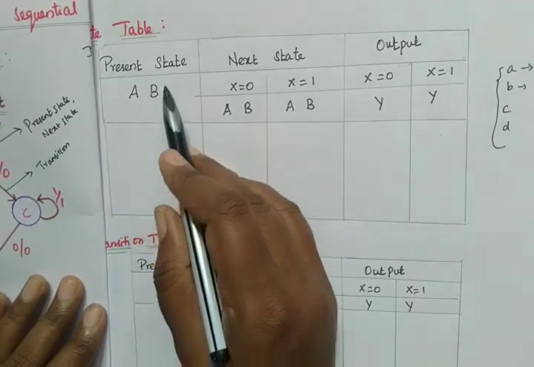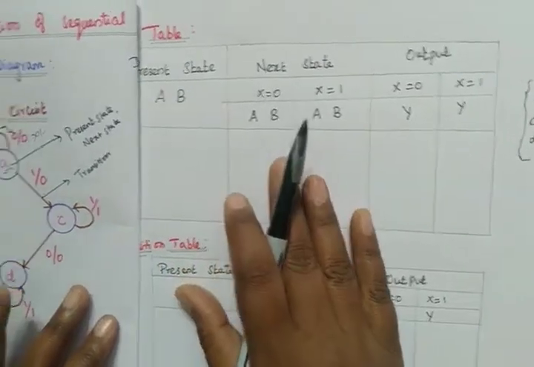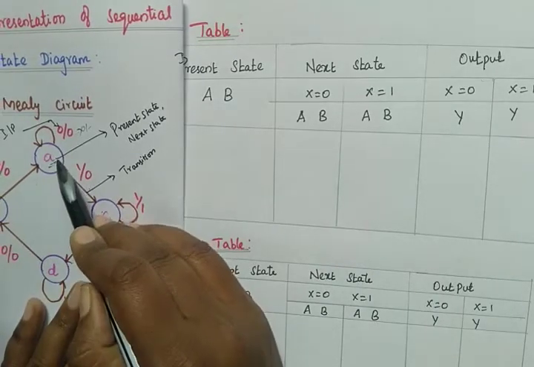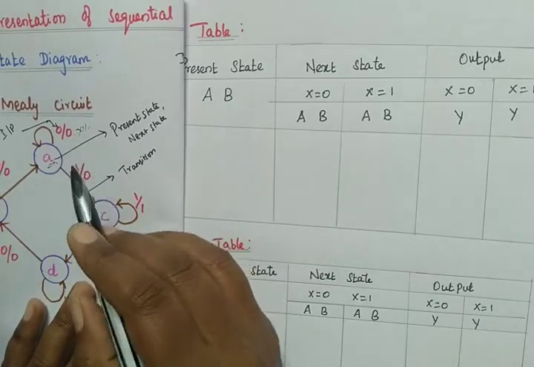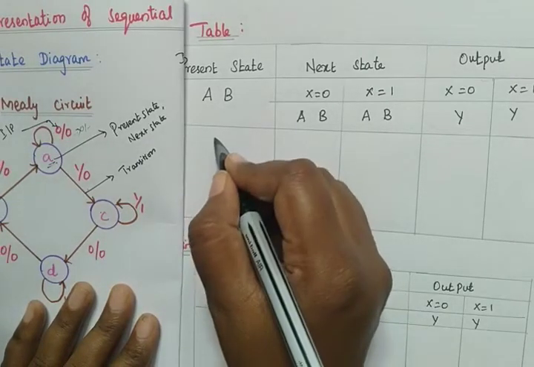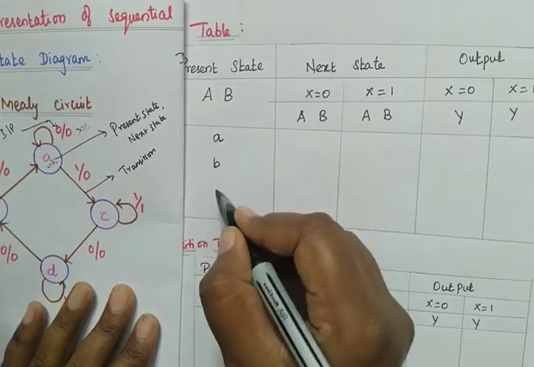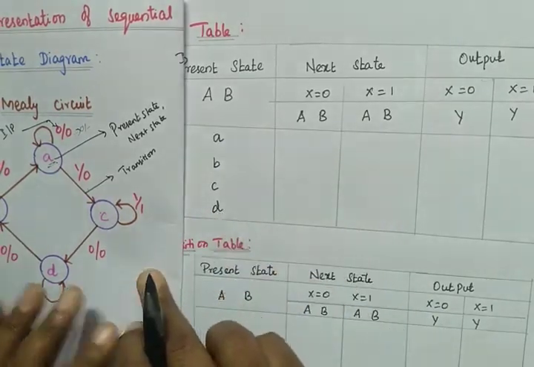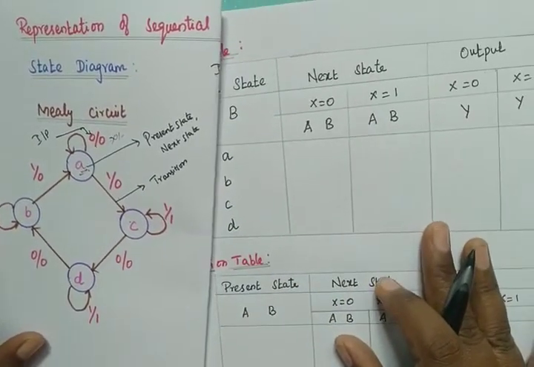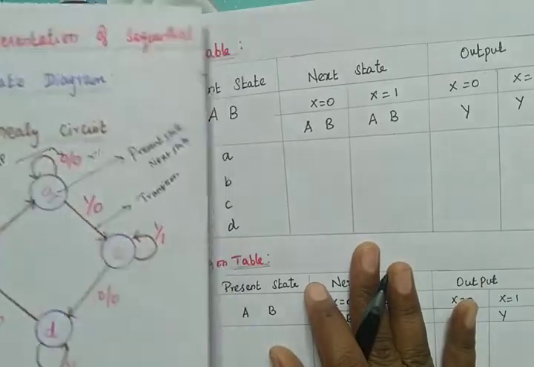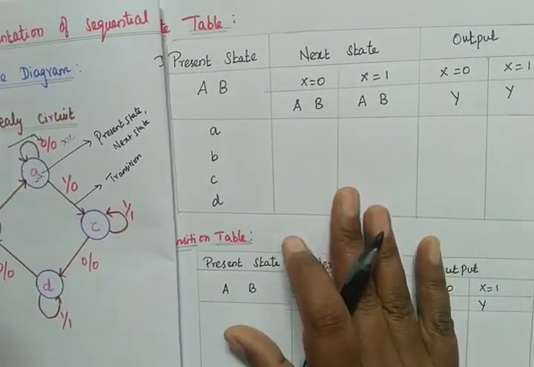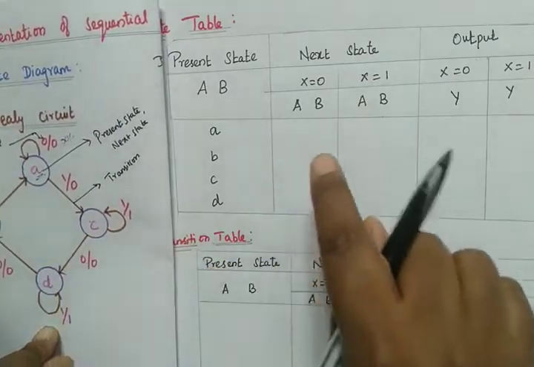Because you may get confused, why don't we write A, B, C? We cannot write A, B, C because here we have only A, B, C, D. So for A we can write 0 0. For B we can write 0 1. Like this we have to write. So what are the present states here? A, B, C, D. These are the present states. I hope the video is clear. This is the state table representation.